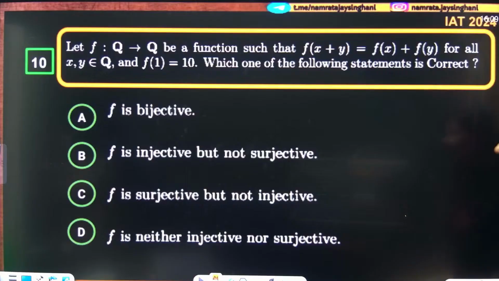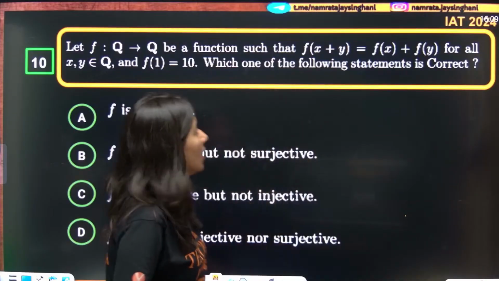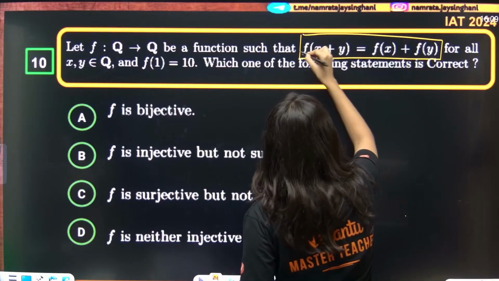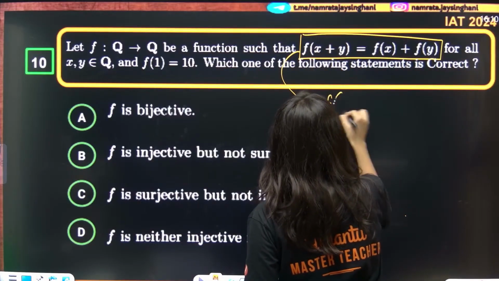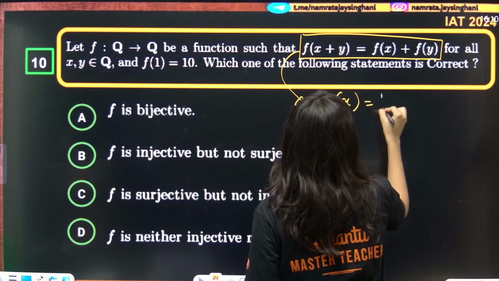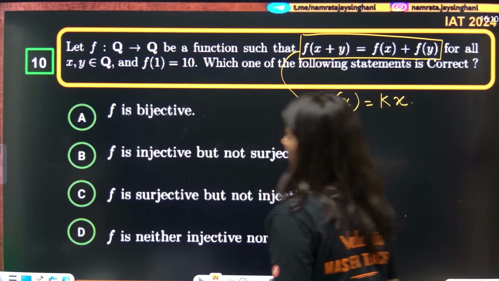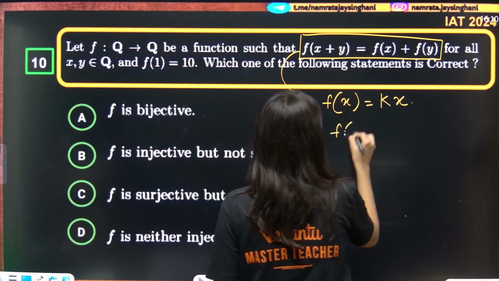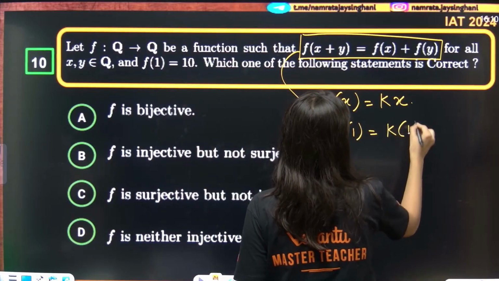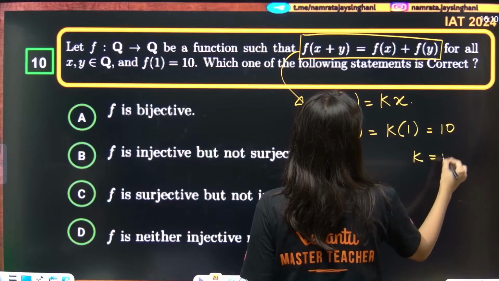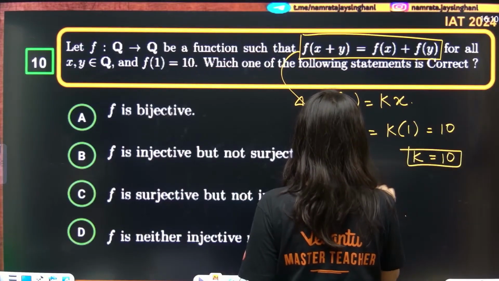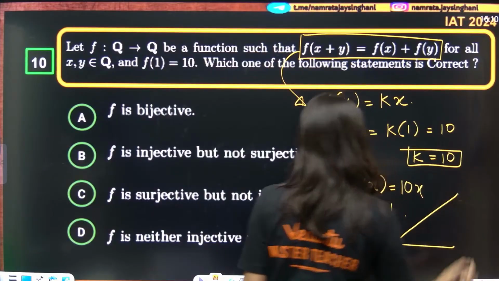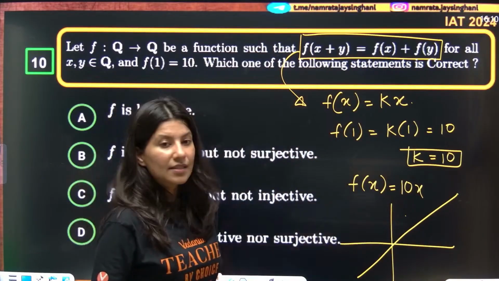Next question on your screen. Yes, this is a very good question. F of x plus y is equal to f of x plus f of y. So from here, f of x we get is kx. Now, as per the question, f of 1 is 10. So f of 1 is equal to k into 1 is equal to 10. So k is coming out as 10. So function of x is nothing but 10x, which is actually a straight line.